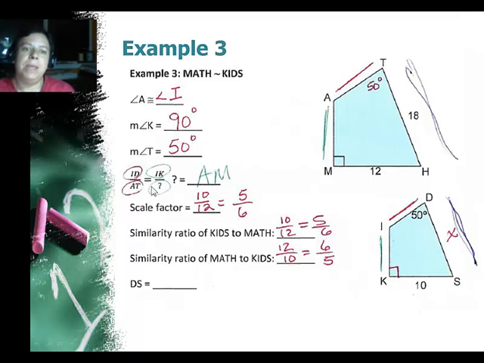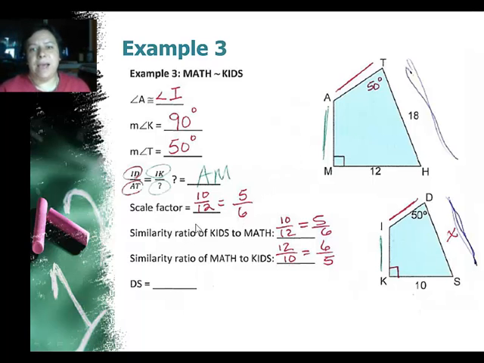Here they have set up a proportion, but one part is missing, and they want to know which part would that be. Well, I have ID. Notice I have the kids polygon on top, is to AT. So I have my two red sides to each other, and then IK is to what on the math polygon? Well, since I color-coded my sides, you can see it goes with AM. If you'd written MA, that would have been fine too.